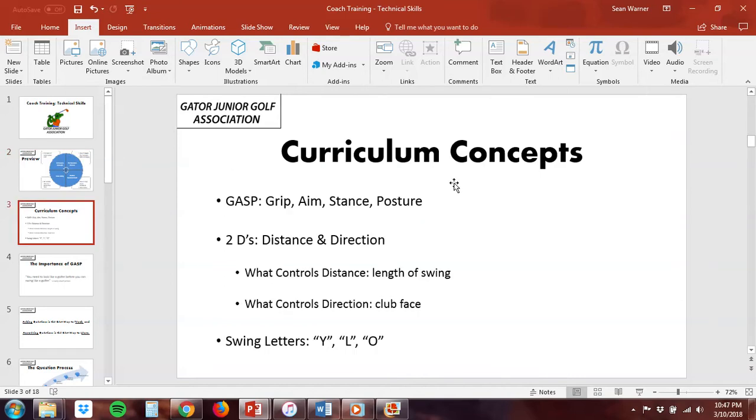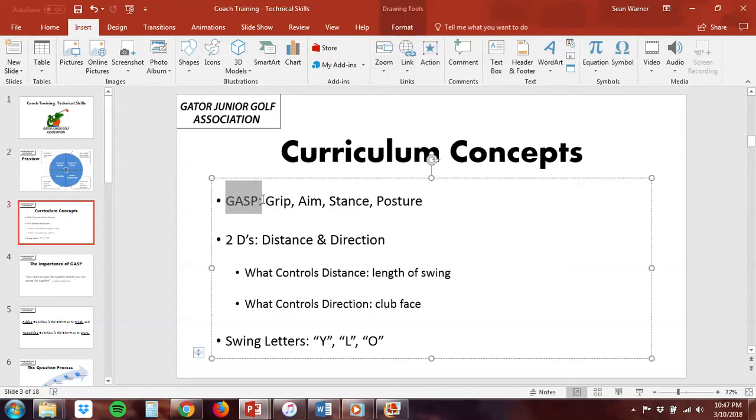So to start with the curriculum. There's another PowerPoint that goes into detail about all of our curriculum, so this video assumes you've taken a look at that. Basically GASP: grip, aim, stance, posture. Everything starts with that, and we try to refer to that always. For every golf swing, we're always referring back to the same framework, so that we remain consistent in exactly what we're teaching. GASP is basically our golf setup.